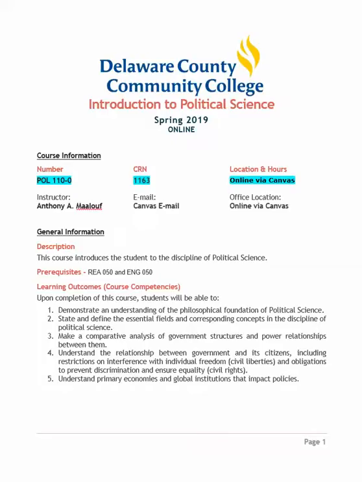This is an overview of the syllabus for the Spring 2019 section of Political Science 110, Introduction to Political Science, which will be taught online by Canvas. Right there on the first page, you can see our course numbers, our section info, as well as my primary means of contact, and that's going to be through the Canvas email system. You could also email me at my Delaware County Community College email.